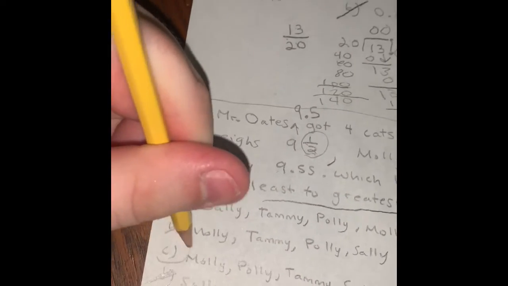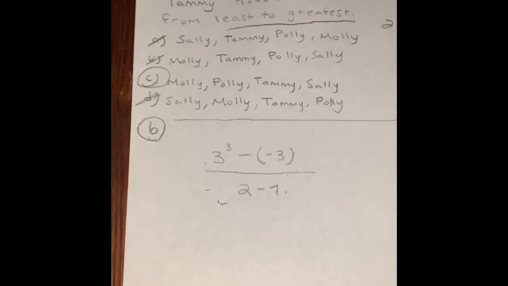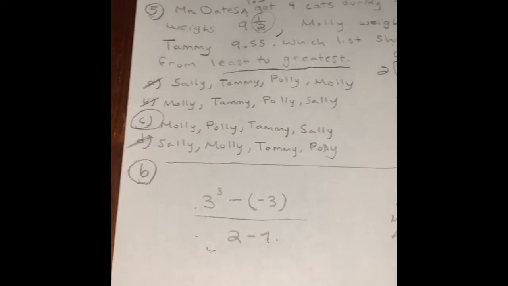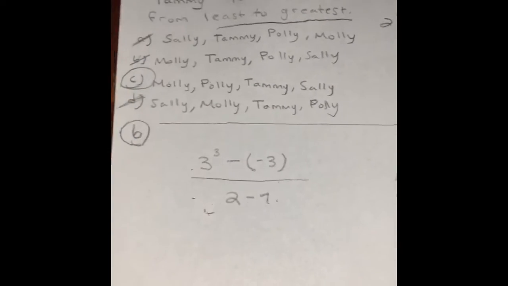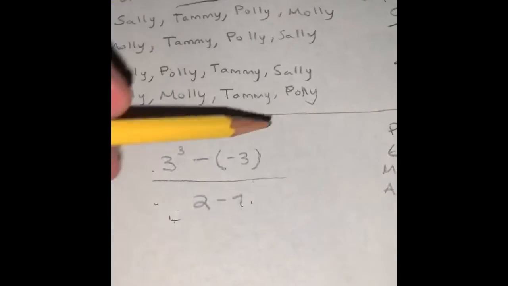So Molly, then Polly. So our answer would be number 6, which I didn't put answer choices on because I wanted to see if we could figure it out. So in any state test that we have, it's good to get questions without the answer choices just to see if we can complete them.